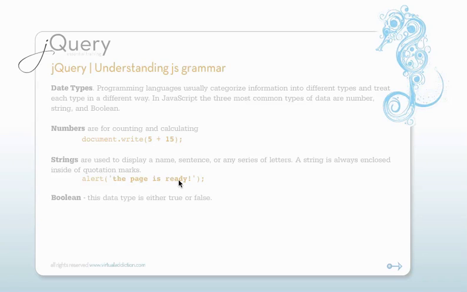Strings are used to display a name, a sentence, a series of letters, anything like that. A string is just a series of letters and other symbols that's enclosed inside of a quote mark. So in this example, you can see that the string is the page is ready. It's enclosed inside the quote marks right there. A string's opening quote mark signals to JavaScript that what follows is a string, and it just treats it as a series of symbols. The interpreter is going to accept the symbols literally.